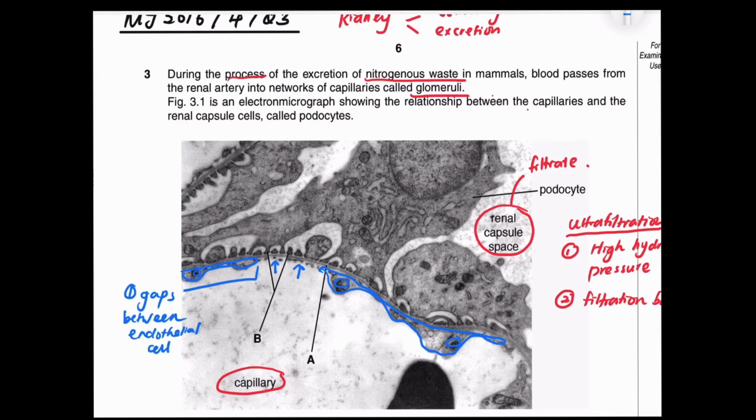Then the second layer will be basement membrane, which, don't confuse this membrane with your phospholipid bilayer membrane. This is made up of glycoprotein and collagen fiber, where it looks like a network of fibers that act as the main filtration barrier.